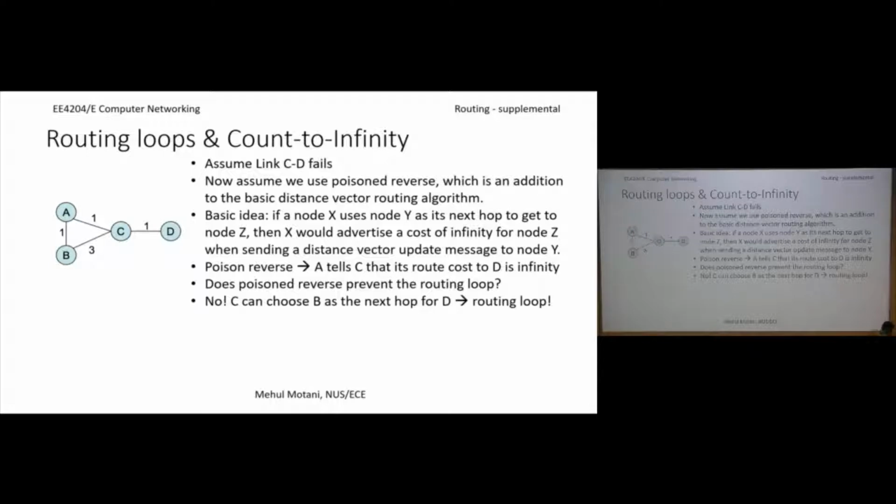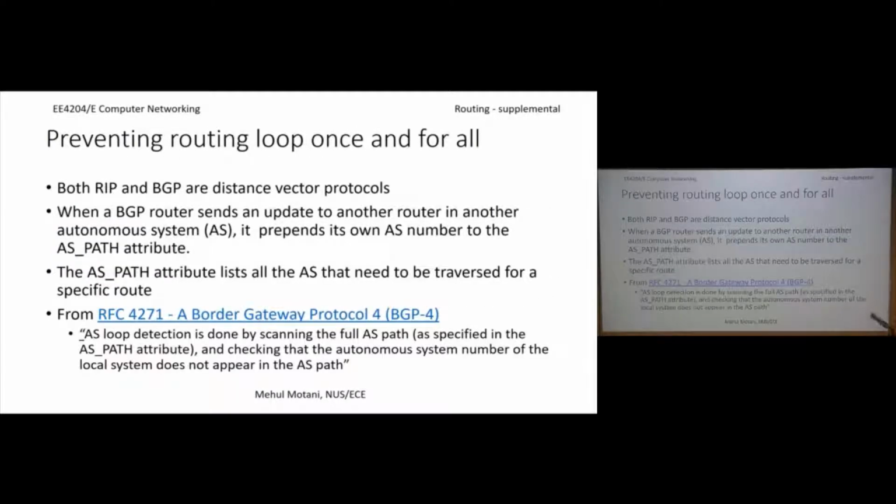I think I have an example of that here. I took this from RFC 4271, which is for BGP. There's a clause in there which tells you exactly how this is done. It's in the AS path. AS is autonomous system. Remember I told you the internet is two-tier. The AS path is a sequence of autonomous systems that you take to get from one AS to another. AS loop detection says you scan the full path in the AS path attribute and check if the autonomous system number of the local system is in that path. If it is, you don't prefer that path. This is how BGP prevents routing loops.